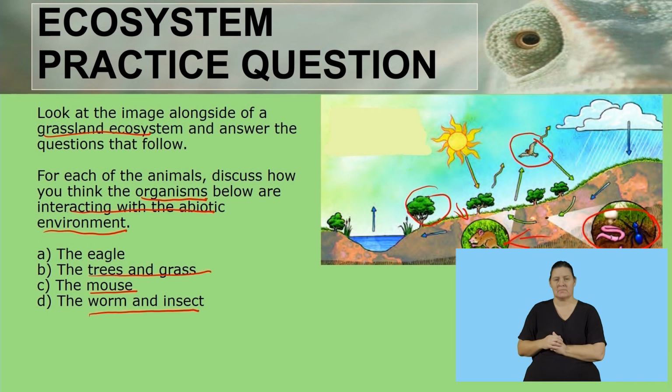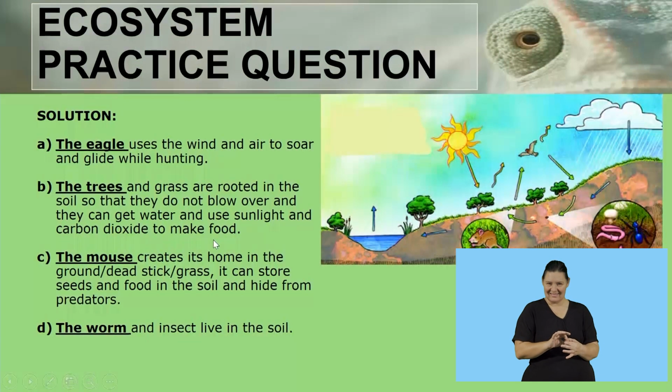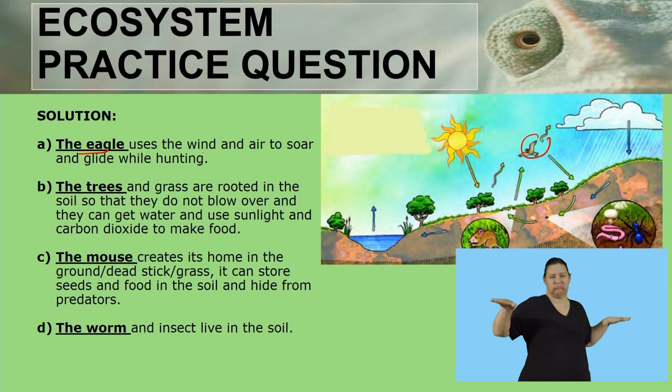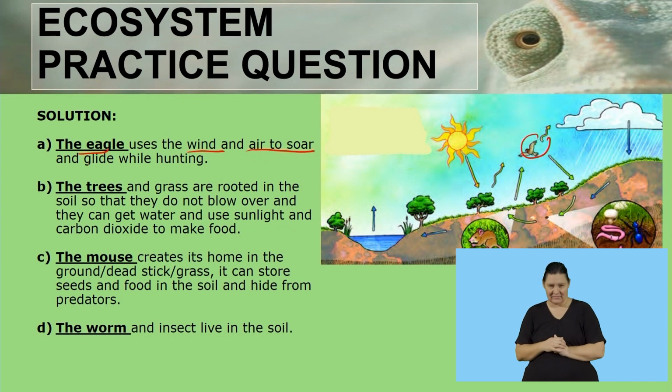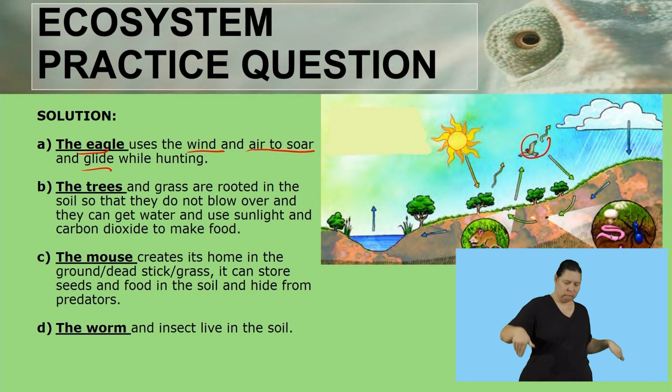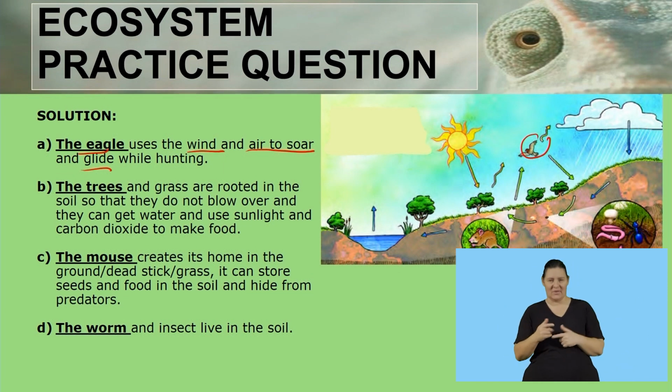Right, so I'm guessing by now you've already established the relationship between the two. So we are going to move on to our solution. So for the solution over here, when we are looking at the eagle, which is this one, it uses the wind and the air to soar and glide while it is hunting. So that is how the eagle is interacting with the abiotic factors.